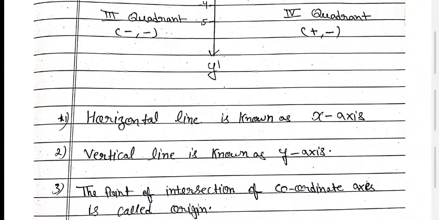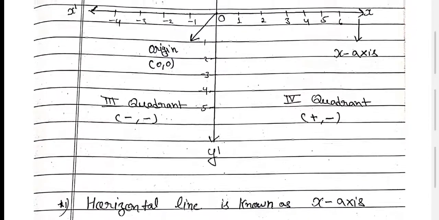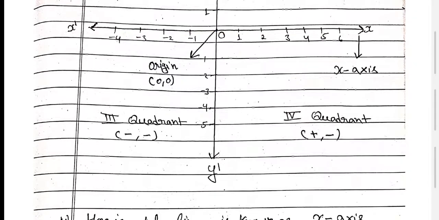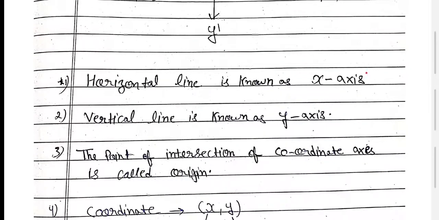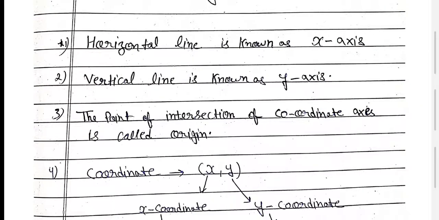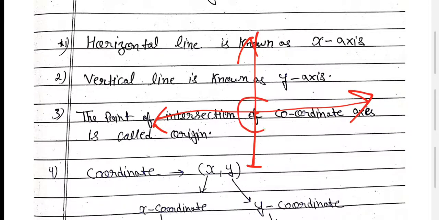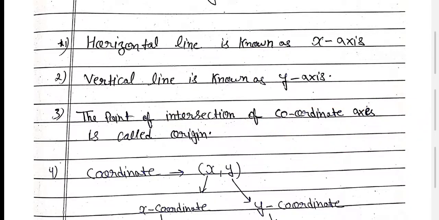Okay. Now, this horizontal line is known as what? X axis. This horizontal line is known as what? X axis. And this vertical line is known as the y axis. This shows positive points and this shows negative points. The point of intersection of the coordinate axes is called the origin. Okay. When these two coordinate axes intersect, then this intersection point is known as what? Origin, and the coordinate of the origin is 0 comma 0.